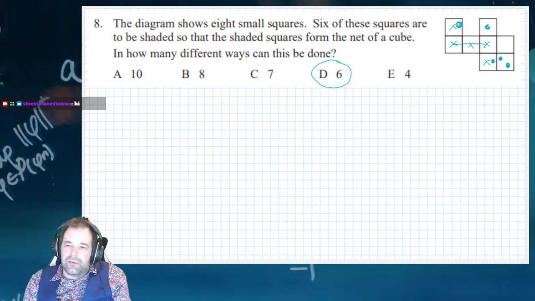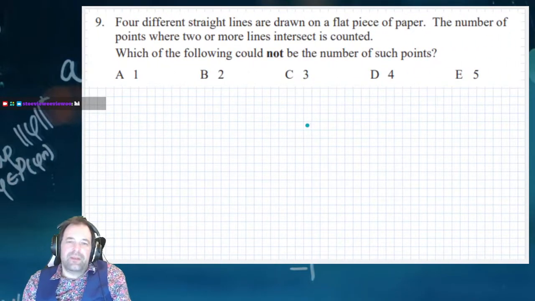And can it be done? Yes, and you can have both of these two as well, so that does work. That's a visual. Some people find that hard, that's a visualization problem, I think.